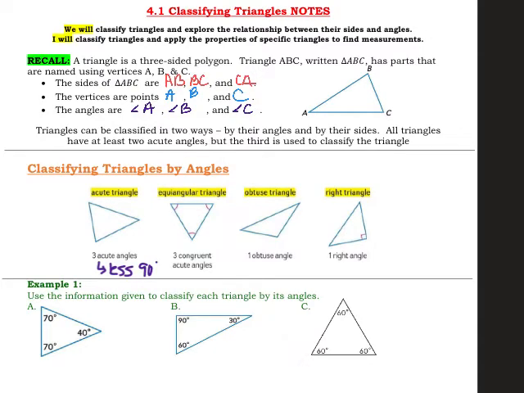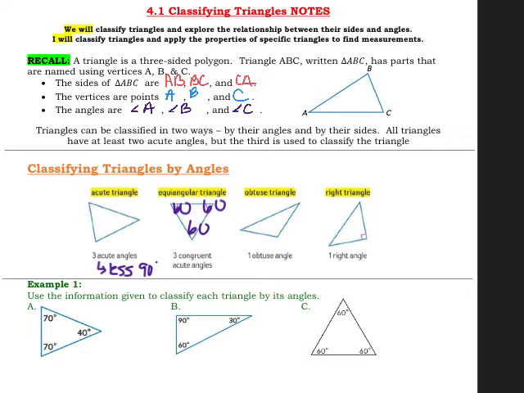Equiangular means all the angles are equal. Does anyone know how many angles are in a triangle? 3. Good. How many degrees? Not 360, but take a guess. 180. All right, so it's 180. And if I divide 180 by 3, what would each angle have to be? 60. All right, so that is your equiangular triangle. So when they're all 60, automatically it's equiangular.